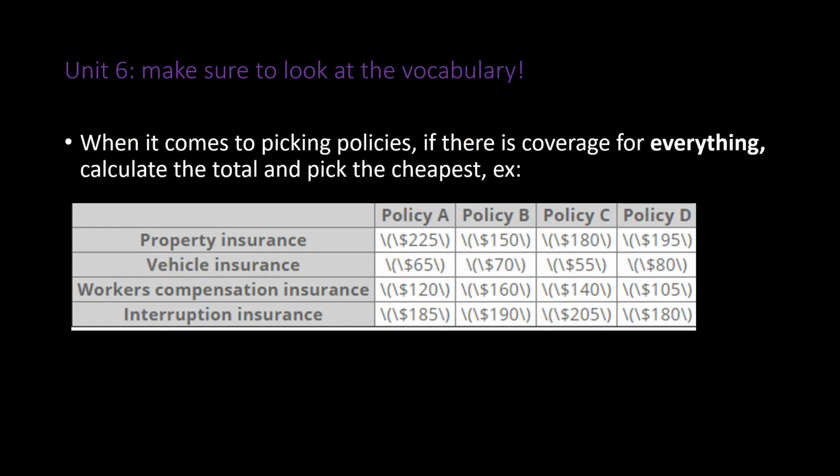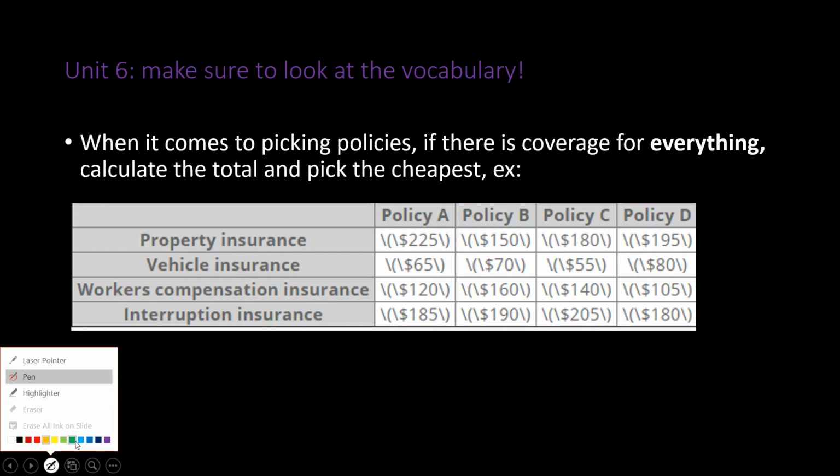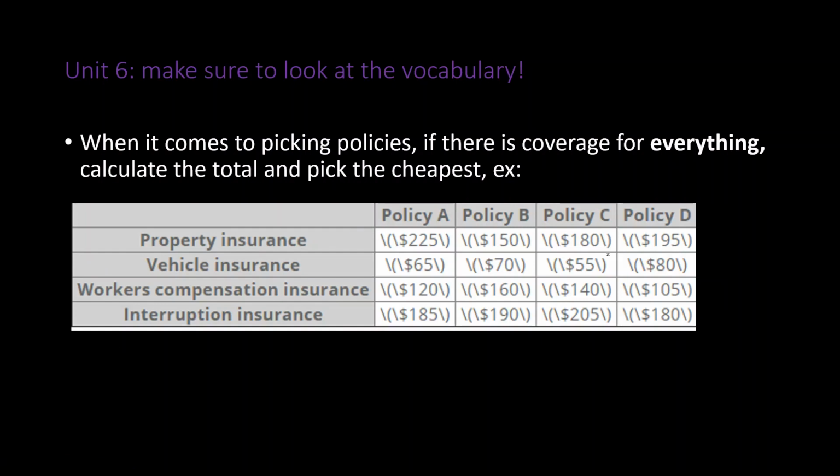Now, same thing goes for Unit 6. Okay? There's more practice with picking policies. In this case, it's talking more about work liability, work insurance, and things that employers would have to purchase for coverage. So if I just look at this one, and I haven't even provided any context here, but if I look at a table like this, I can quickly see, okay, I've got 4 policies. One thing is property insurance, vehicle, workers' comp, and interruption insurance.